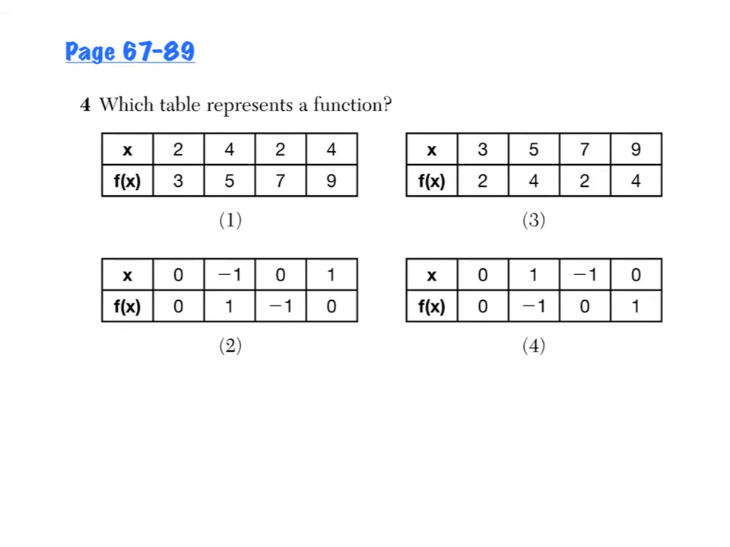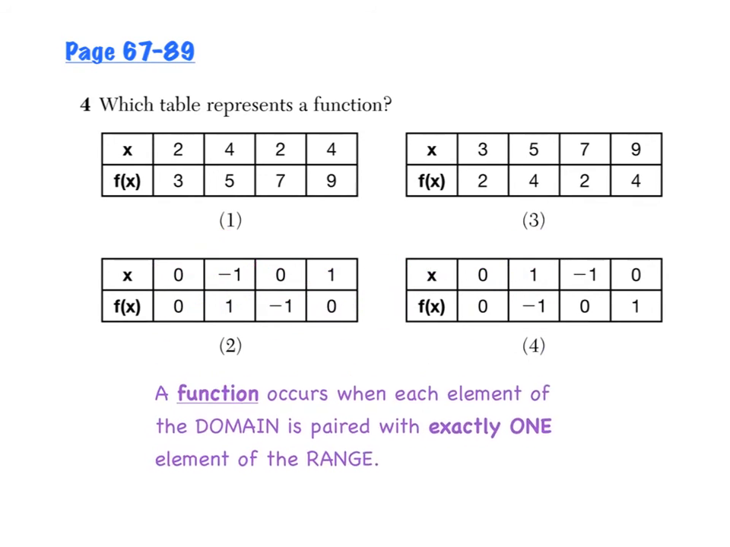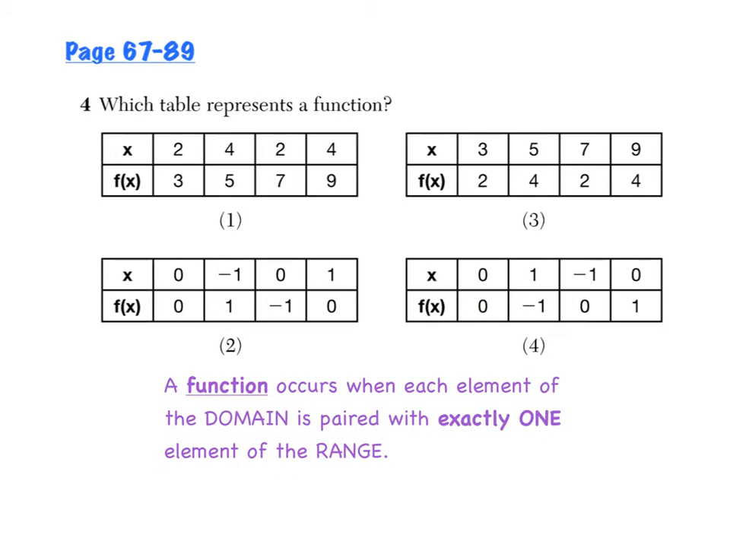Okay, we're now ready to go to page 67 to 89, which is test number 4 in your review book, and we're looking at question number 4. Which table represents a function? So I think it's super important that we remember the definition of a function, which I now have on your screen. A function occurs when each element of the domain is paired with exactly one element of the range.